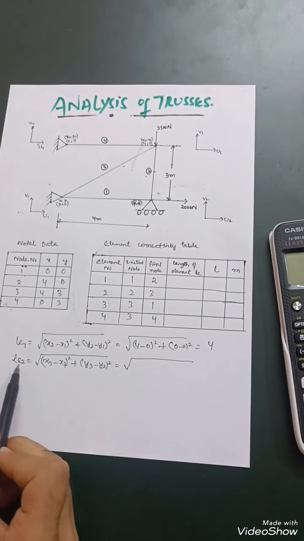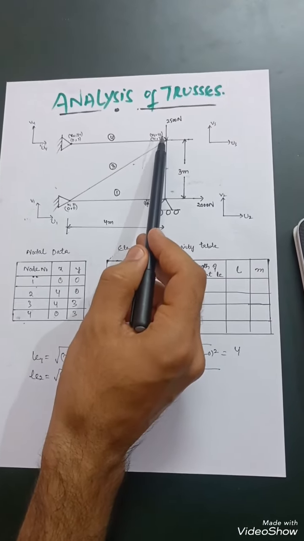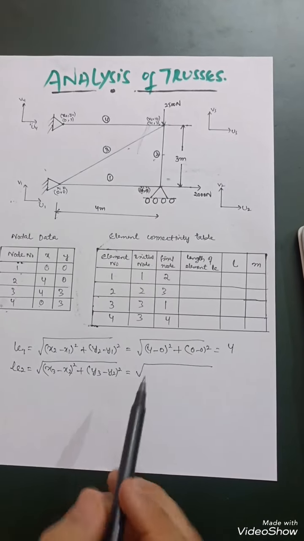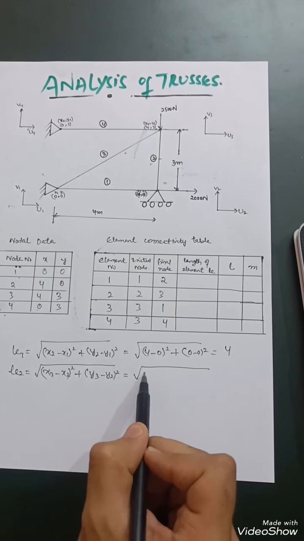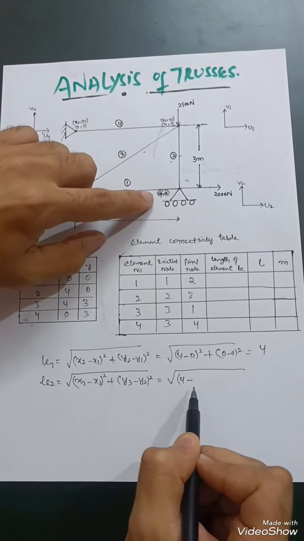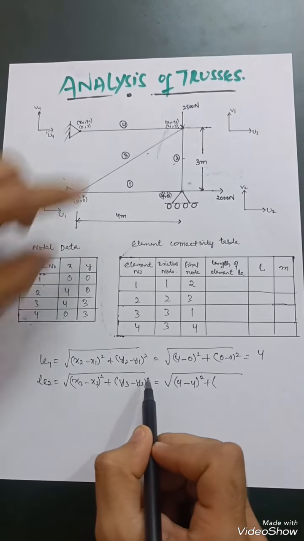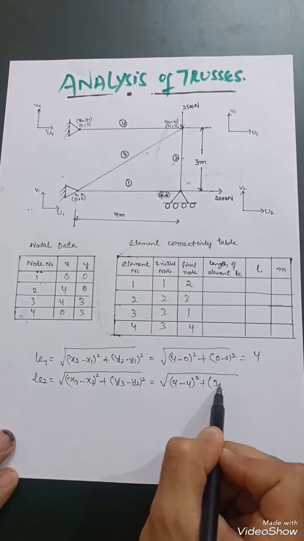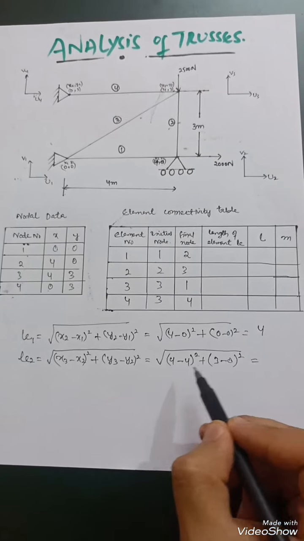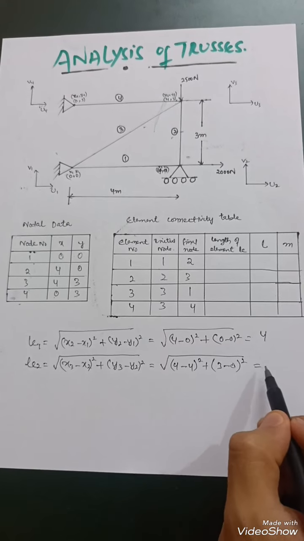Now for the second element, LE2 will be equal to the square root of (x3 minus x2) whole square plus (y3 minus y2) whole square. So I will put the values over here. x3 is 4 minus x2, that is 4, so (4 minus 4) whole square plus y3 is 3 and y2 is 0. Which will be equal to, 4 minus 4 is 0, (3 minus 0) whole square is 9, square root of 9, that is 3.